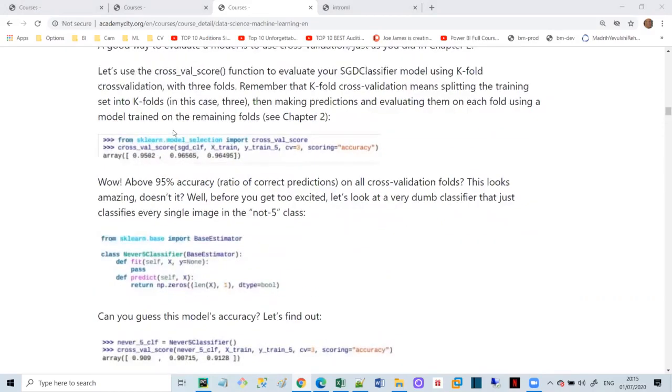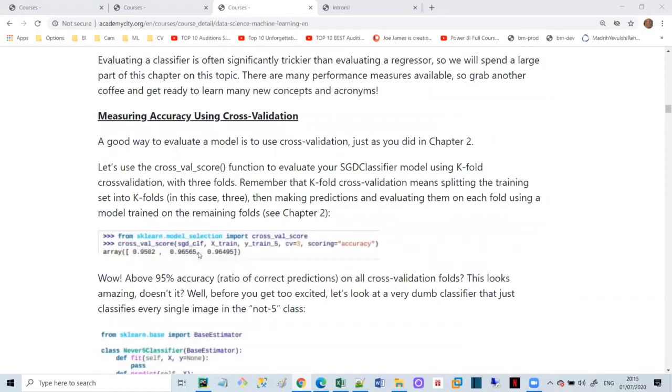Cross-validation, I tell it, do it for this algorithm. I give it CV equals 3, meaning split the data into 3 and do this process that I just told you. And then I want you to tell me what the accuracy of that algorithm is. Its accuracy for the first third was 95%. The second third was 96%.